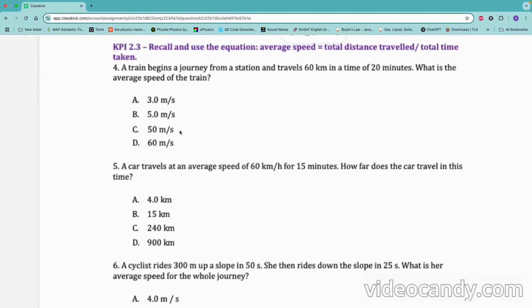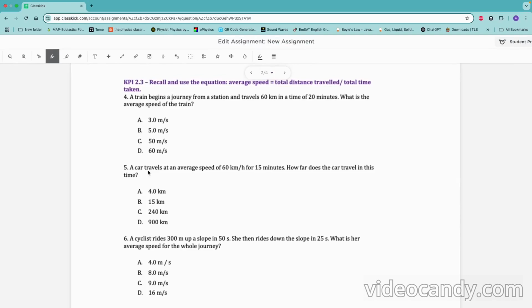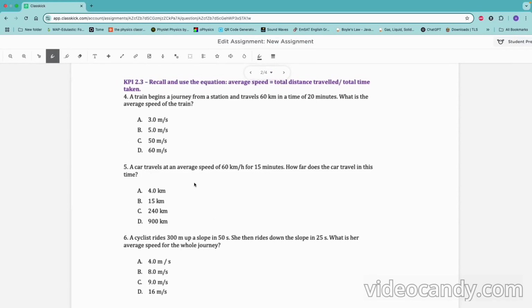Question 2. Here, a car travels at an average speed of 60 kilometers per hour in 15 minutes. So comparing these two units, we can notice that distance has to be in kilometers and time has to be in hours. So that means we have to convert from minute to hour, which means you divide the time given over 60.